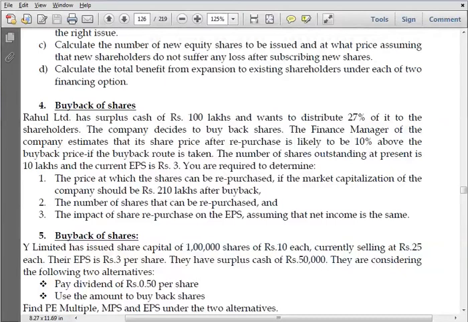Rahul Limited has surplus cash of 100 lakhs and wants to distribute 27% of it to the shareholders. The company decides to buy back shares. The finance manager of the company estimates that its share price after repurchase is likely to be 10% above the buyback price if the buyback route is taken. Number of shares outstanding and current EPS. You are required to find the price at which the shares can be repurchased if the market capitalization of the company should be 210 lakhs after buyback, the number of shares that can be repurchased, and the impact of share repurchase on the EPS, assuming that net income is the same. Go through the question.